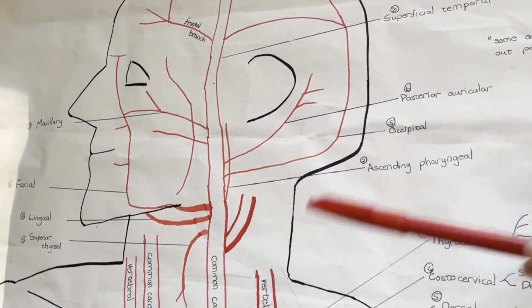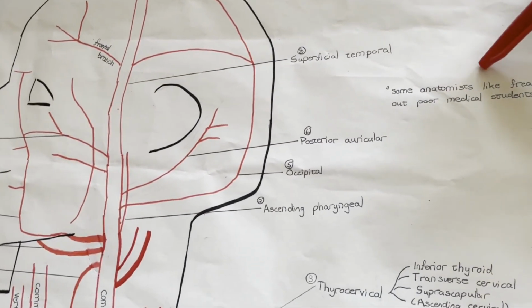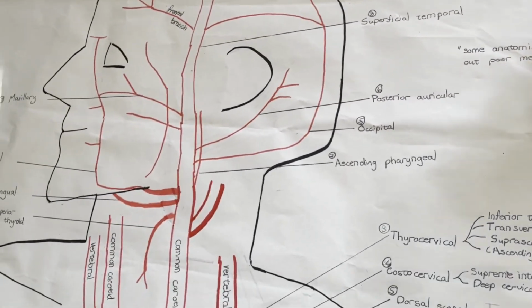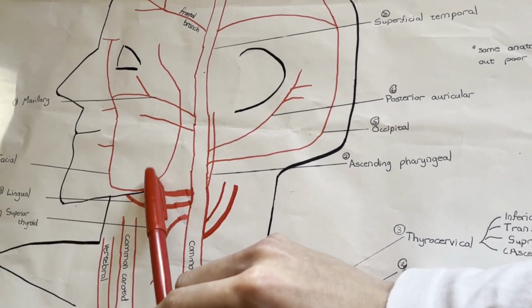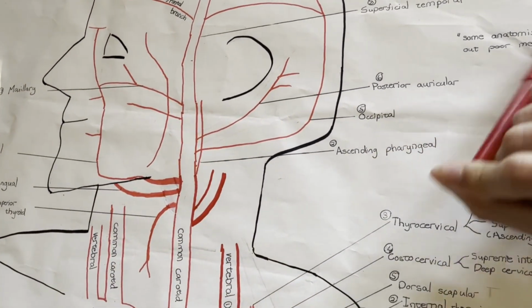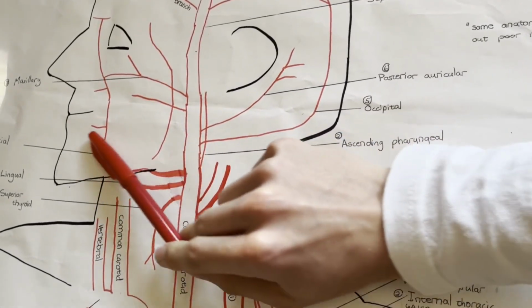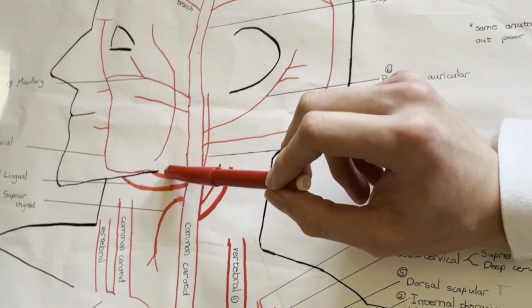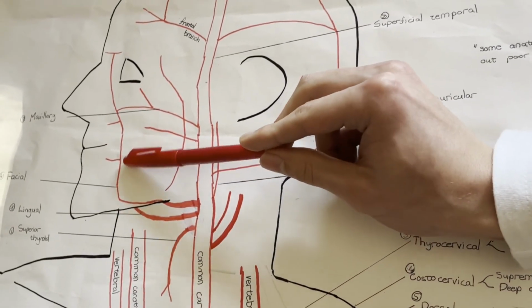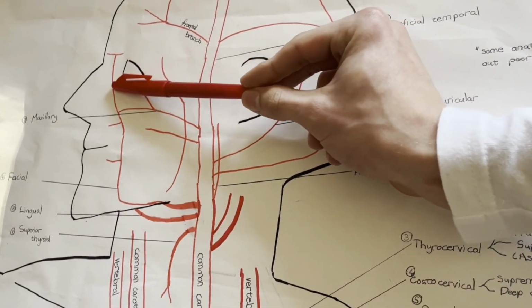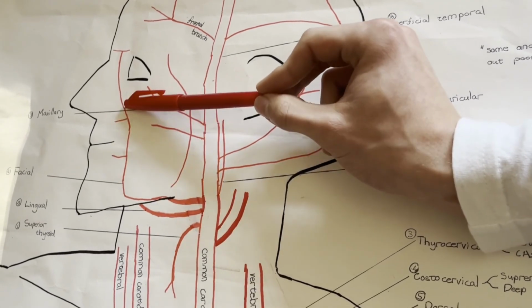And then the third branch, L for like, is L for lingual. It supplies your tongue area. And then the fourth branch, F for freaking, F for facial. Your freaking facial artery travels here, and it supplies mostly the skin area here, the face.